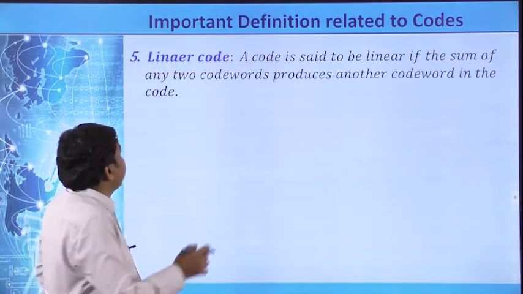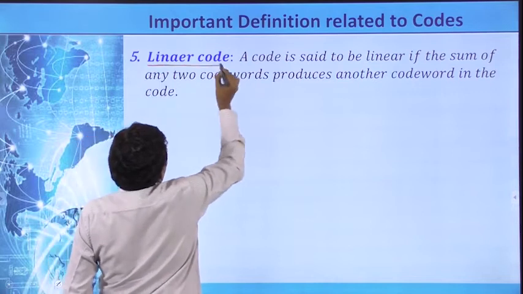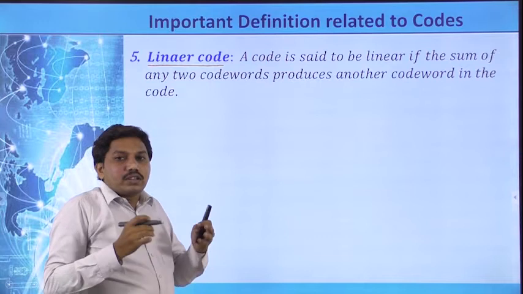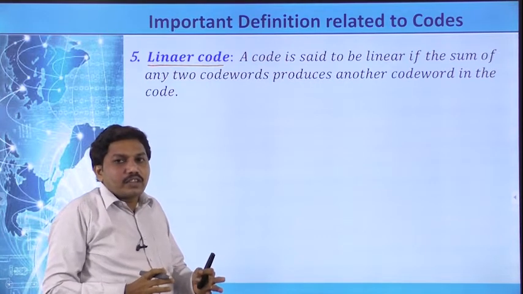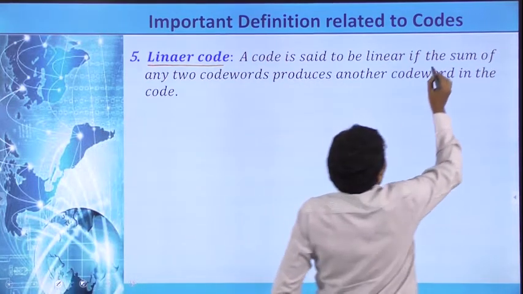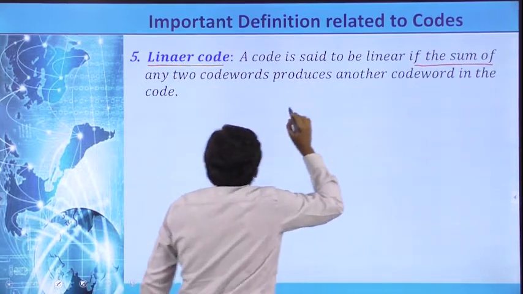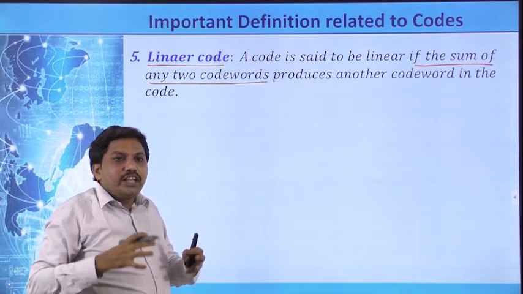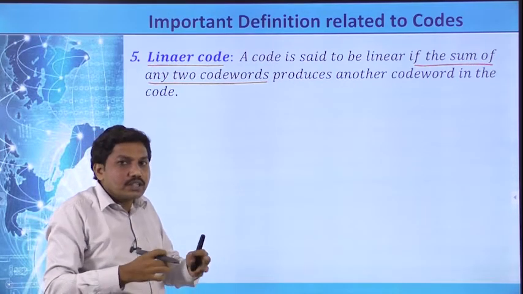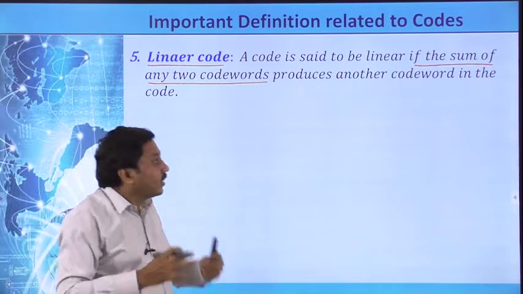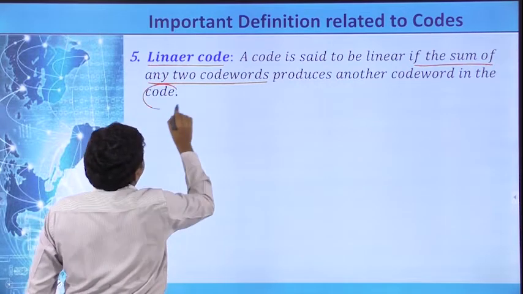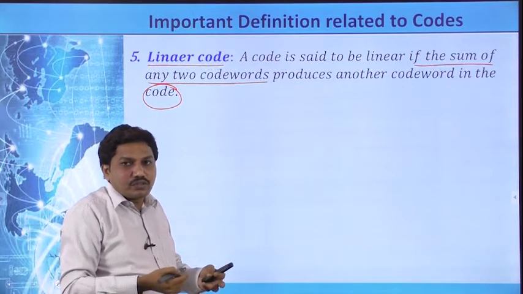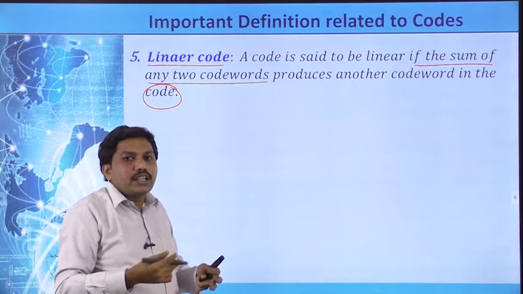Fifth one is linear code. What do you mean by linear code? Linear code is nothing but the sum of any two code words produces another code word in the code. That is very important. The sum of any two code words produces another code word in the code.